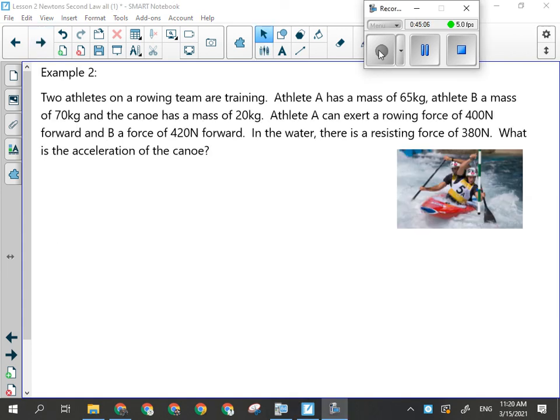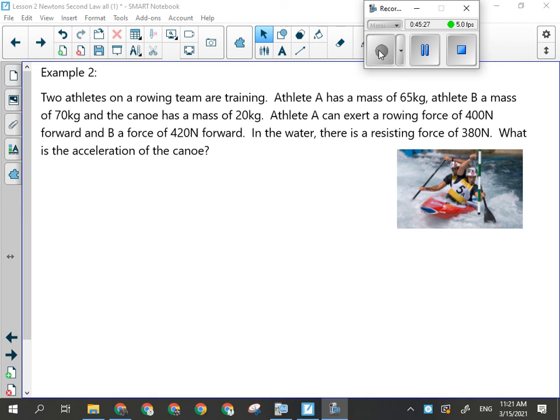All right, so we're going to walk through this one together. It's kind of like the car question we had initially, with multiple forces now. We have athlete A, who has a mass of 65 kilograms, athlete B, who has a mass of 70 kilograms, and the canoe that has a mass of 20 kilograms. What do I have to do with those masses? Add them.